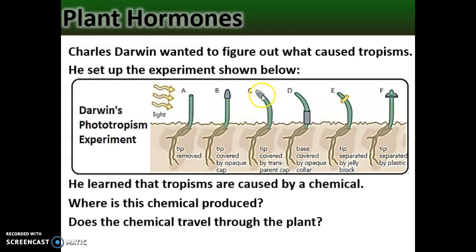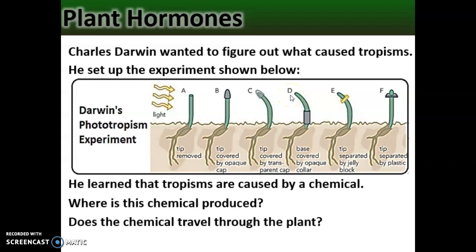When they put a clear cover over the top of that seedling, it did bend towards the left, which is the direction the light was coming from. When they tried putting a cover over the base, it still bent towards the light. So, from these experiments, they realized that whatever causes phototropism, what causes them to bend, is a chemical, and that chemical is produced at the very tip of the plant, because it's only when you manipulate the top of the plant that you affect that plant's ability to bend towards the light. When you altered the base of the plant, it was still able to bend.